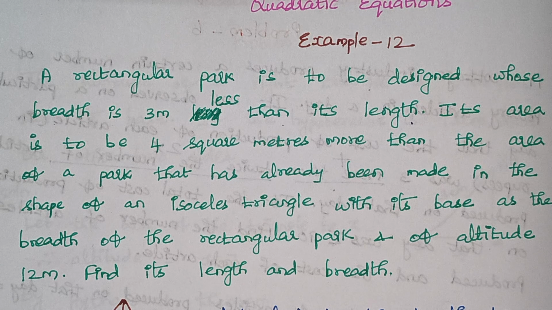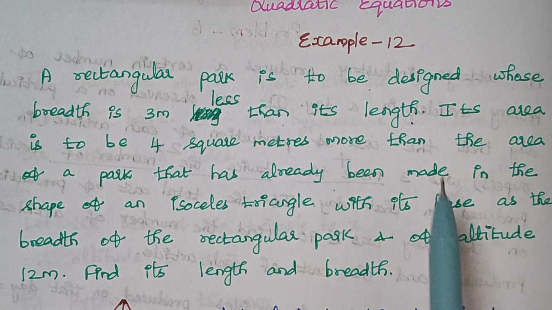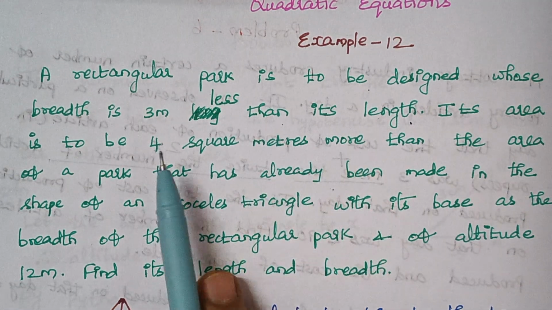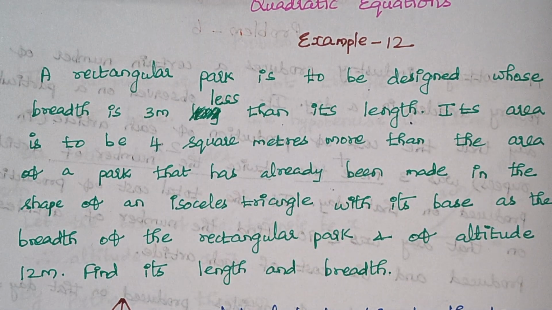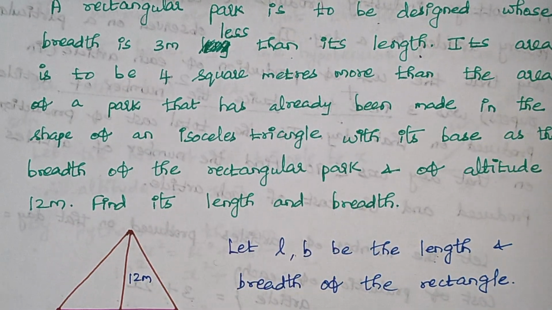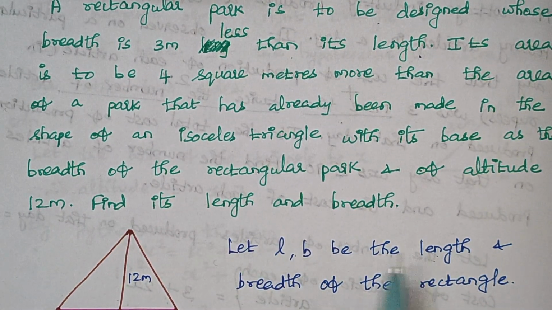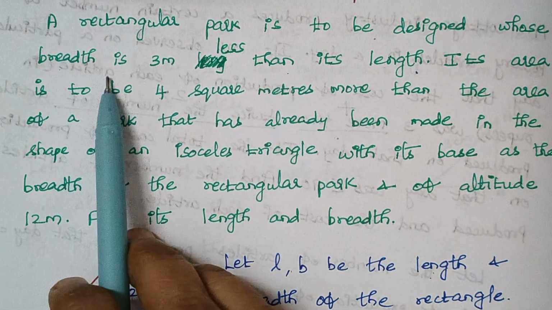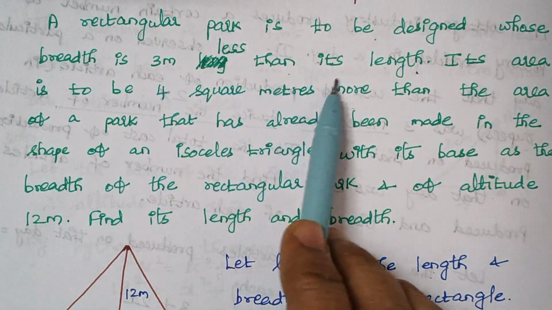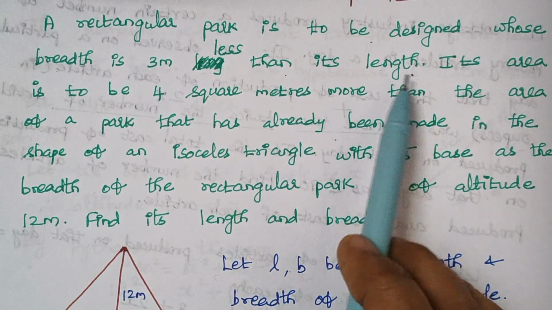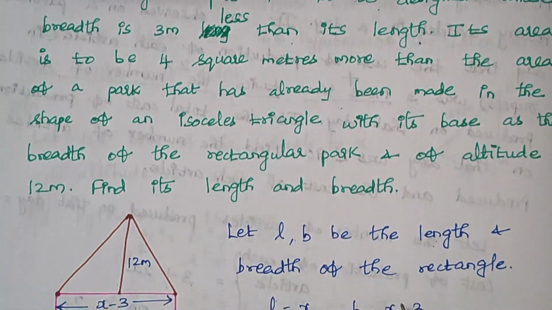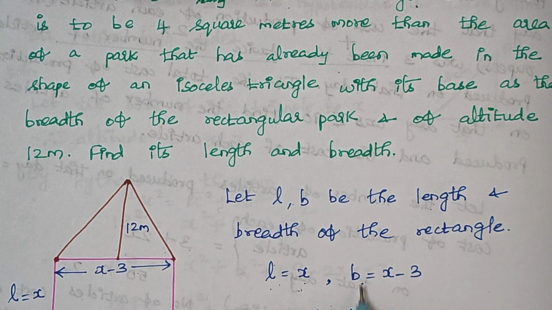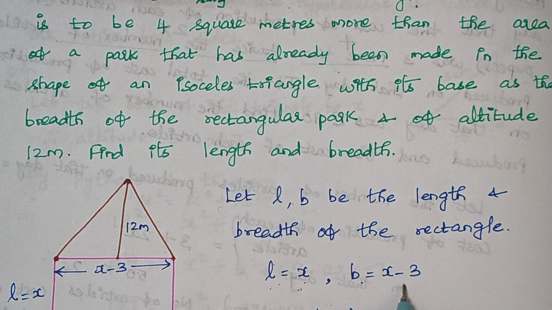So here we have a rectangular park and the relationship between the length and breadth is given. So first we will finish it off. Let L be the length and B be the breadth of the rectangle. Here breadth is 3 meter less than its length. So let the length be x. So breadth is 3 meter less than its length, so breadth is given by x minus 3.